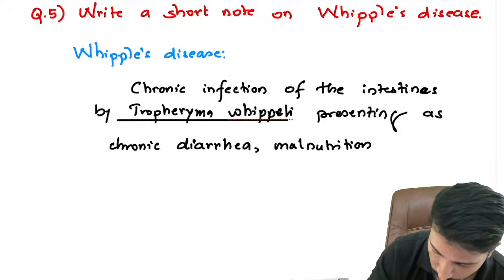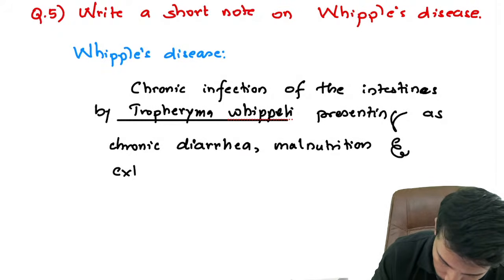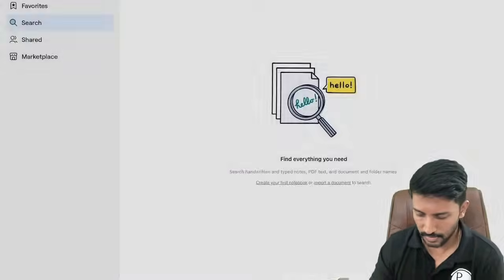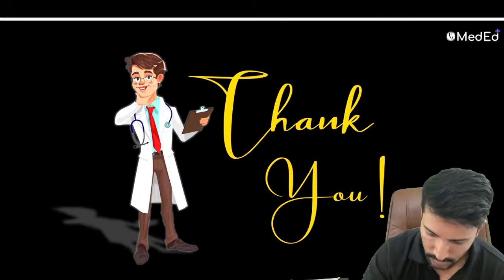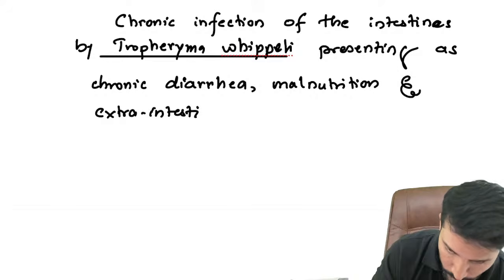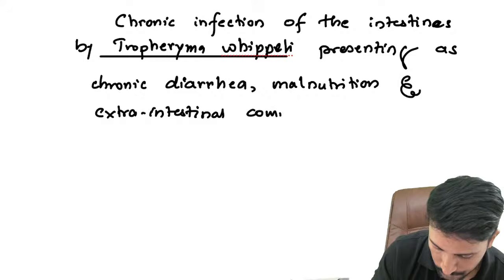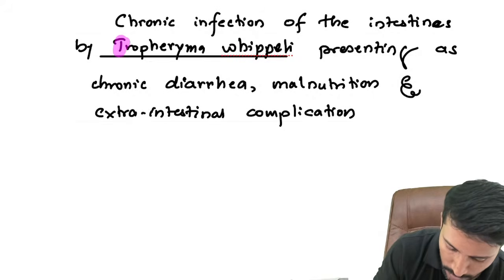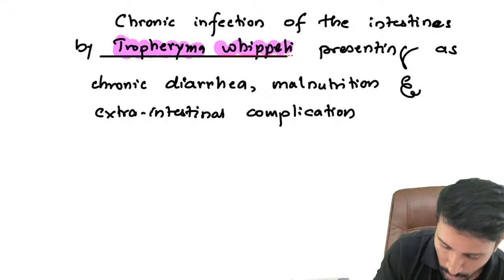Malnutrition and extra-intestinal complications. Just give me a second. I think I lost the screen. Extra-intestinal complications. So the first thing in the introduction that the examiner is looking for is the mention of the organism.